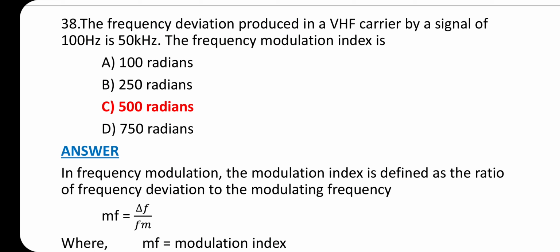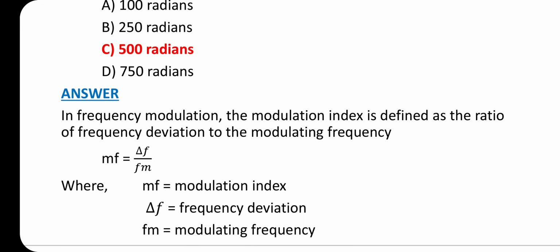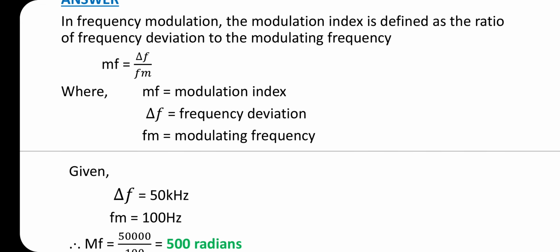Question number 38. The frequency deviation produced in a VHF carrier by a signal of 100 Hz is 50 kHz. The frequency modulation index is, answer is option C, 500 radians.